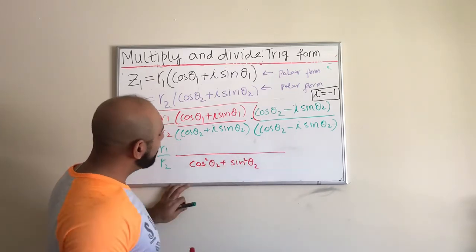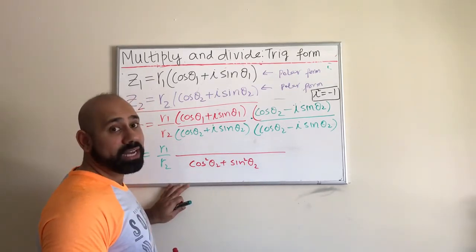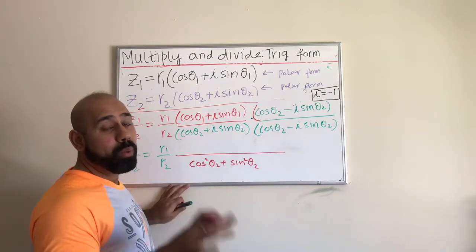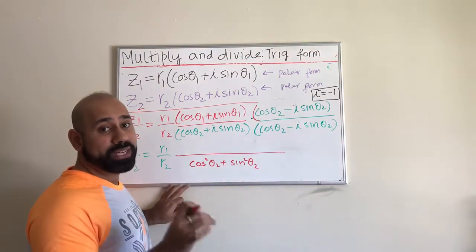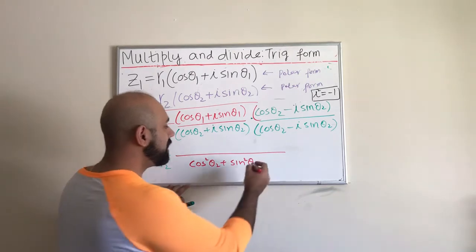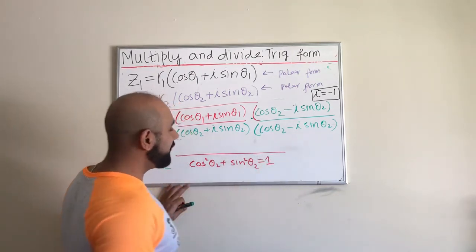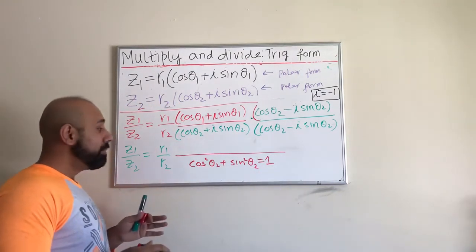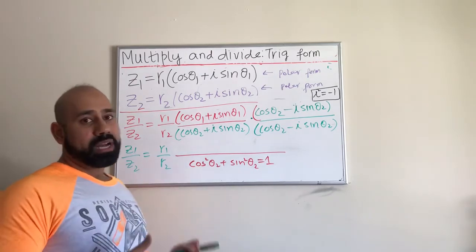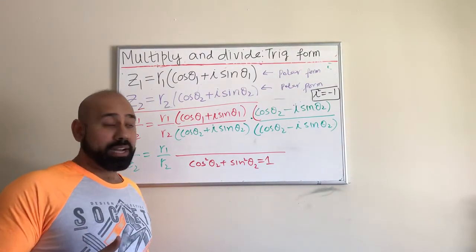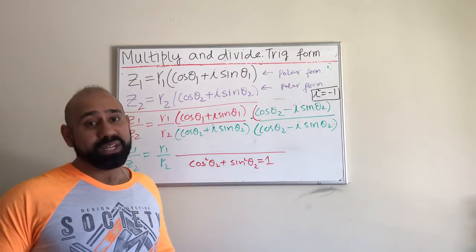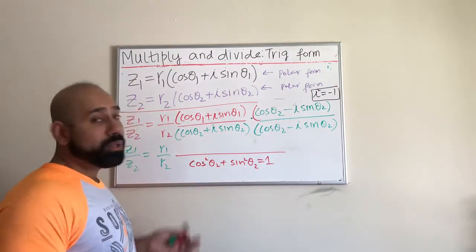And we already know that cosine squared theta plus sine squared theta is always equal to 1. That is one of the basic Pythagorean identities for the trig functions. So the denominator is just 1, which is a good thing, because we wanted to somehow get rid of the i in the denominator. In this case, the denominator simplified to a very simple number 1, which we don't even have to write.